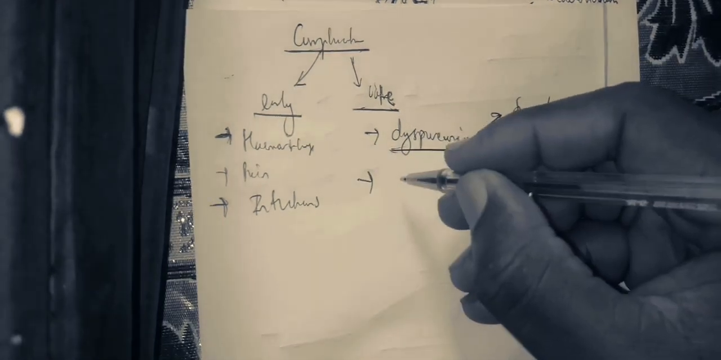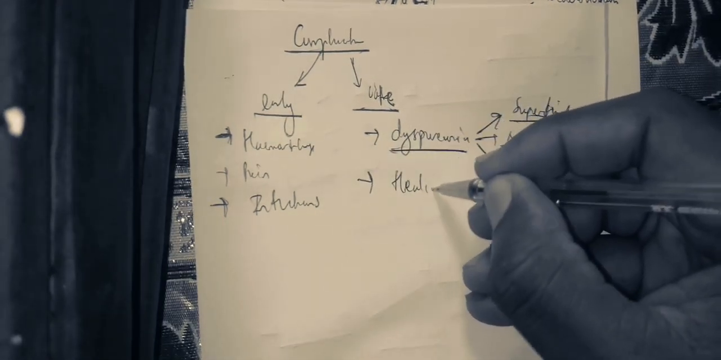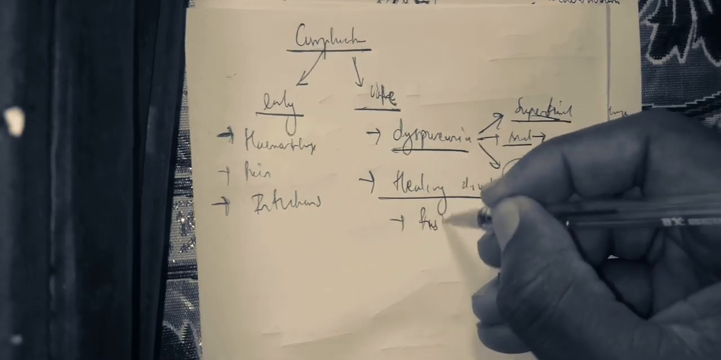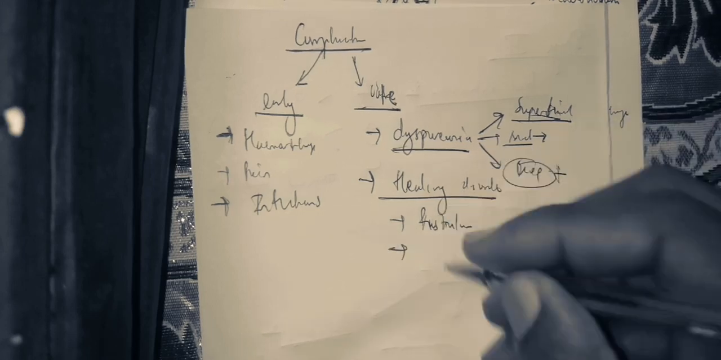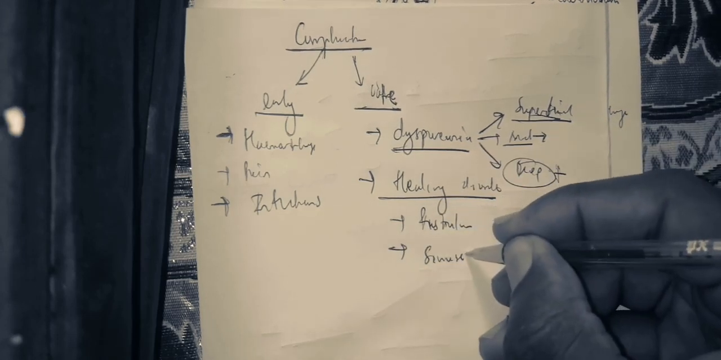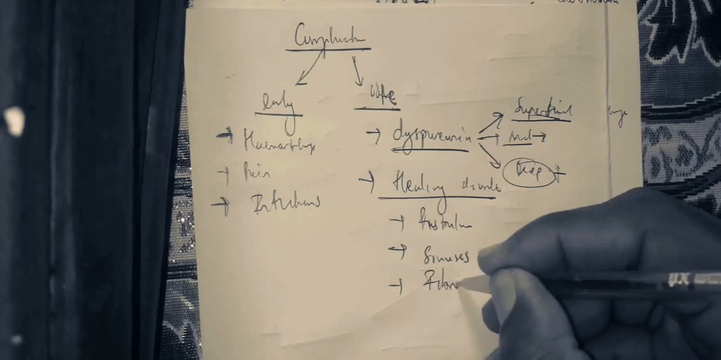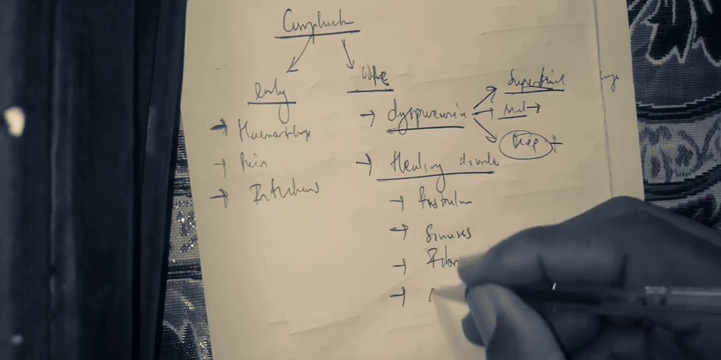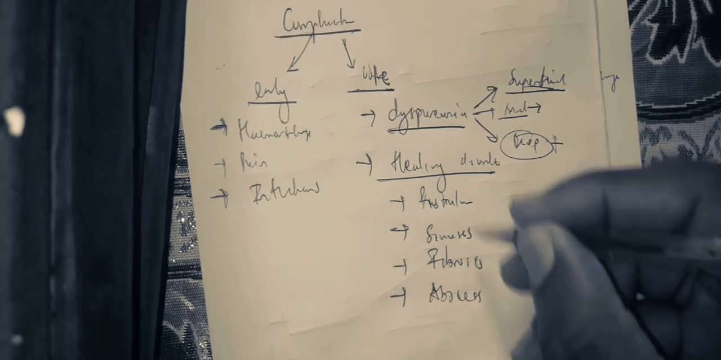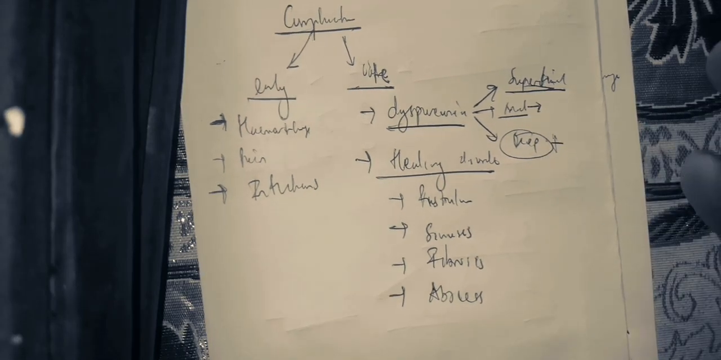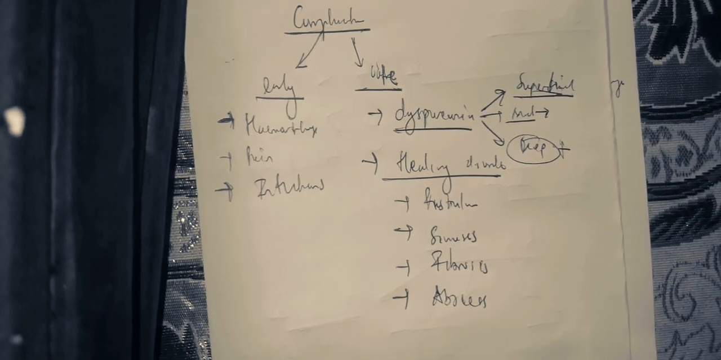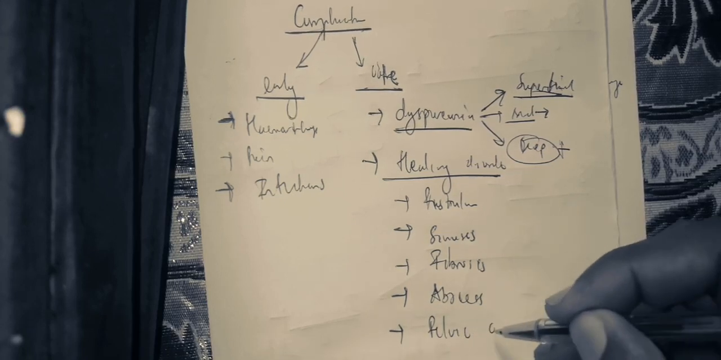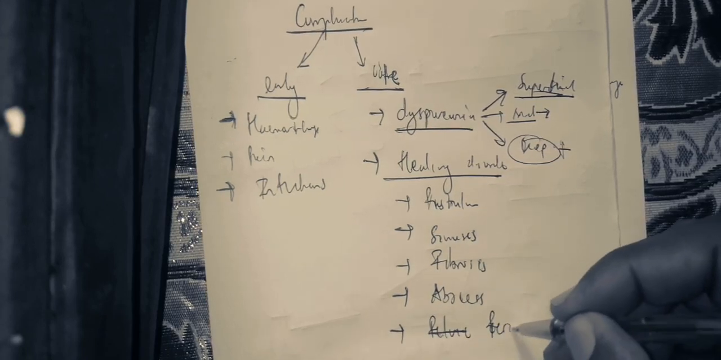The second one, we can have healing disorders. Is it clear? What are some healing disorders you can have? You can have fistulas. Is it clear? You can have sinuses. You can have fibrosis occurring at that level. And then we have also abscess formation. Is it clear? So those are the different healing disorders the patient can have at that level. And you have also a pelvic instability, a perineal instability.